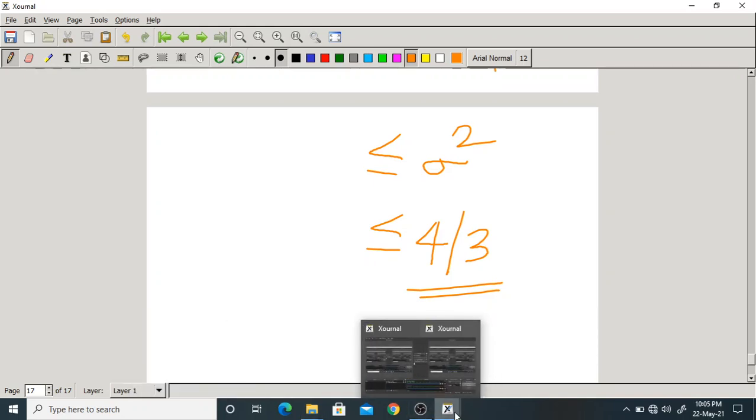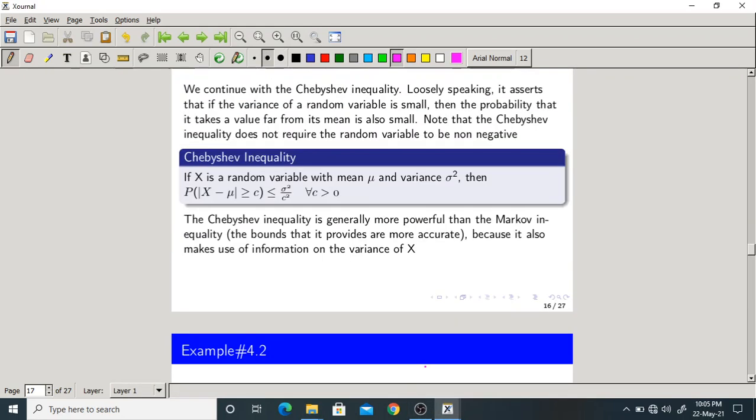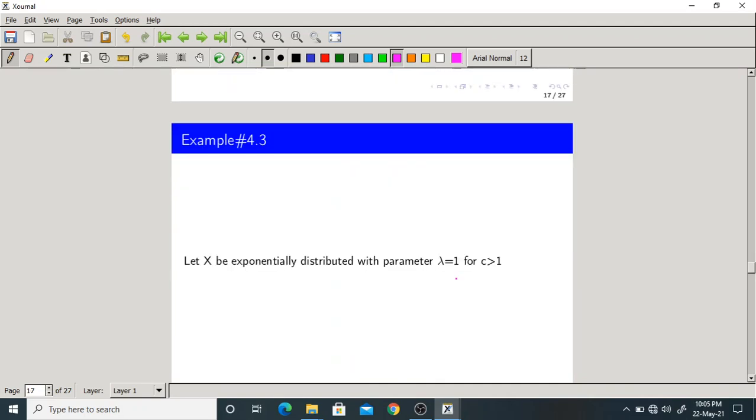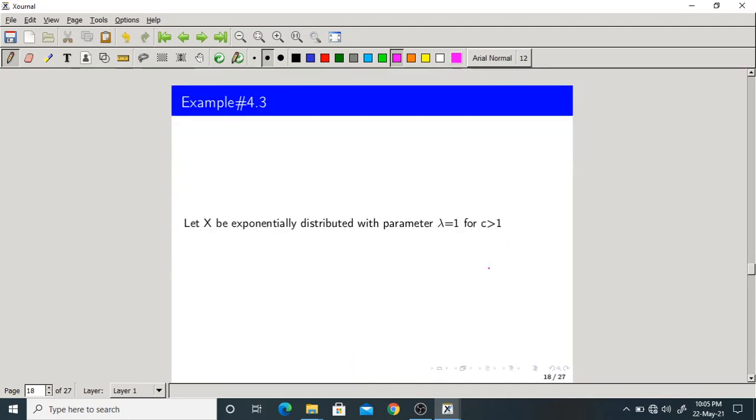Now here I have written a statement: Chebyshev is more powerful than Markov. Why? Because the bounds are a little bit more accurate compared to Markov. Chebyshev is powerful because it is somewhat accurate. So can you solve this? Last problem.